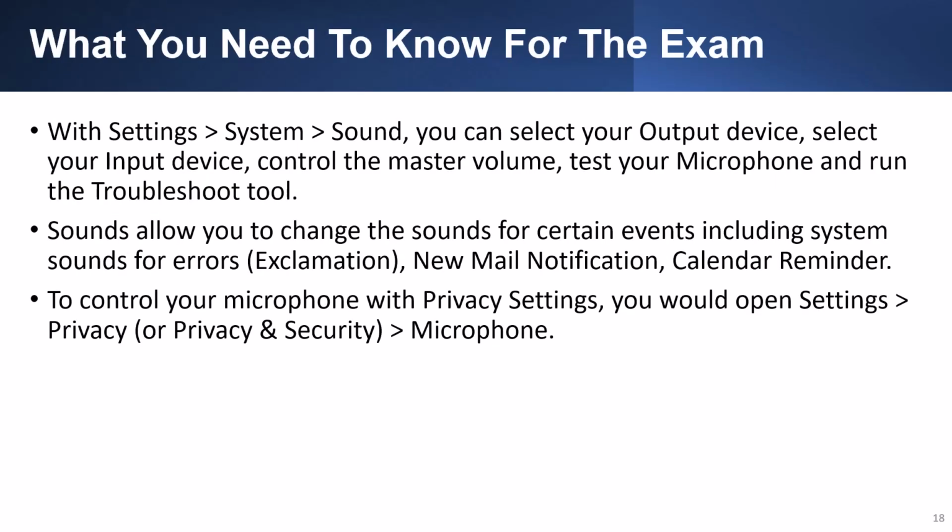In summary, with Settings, System, Sound, you can select your output device, select your input device, control the master volume, test your microphone, and run the troubleshoot tool. Sounds allows you to change the sounds for certain events, including system sounds for errors, new mail notifications, and calendar reminders. To control your microphone with privacy settings, you'd open Settings, Privacy and Security, Microphone.